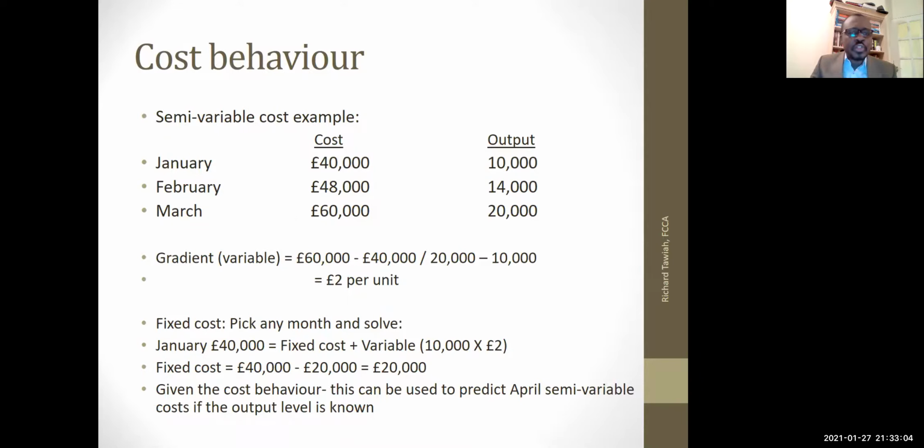So, semi-variable cost example. For January, February, March, we were given the cost components of 40,000, 48,000, and 60,000 each. The output levels were 10,000, 14,000, and 20,000. The question is, what component of the 40,000, 48,000, and 60,000 is variable and which component is fixed? So use a simple regression line: find the change in the cost divided by the change in the unit or activity. So 60,000 minus 40,000 is the change in the cost, which is 20,000. The change in units is 20,000 minus 10,000.